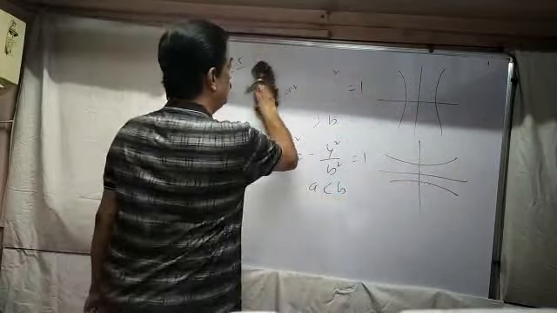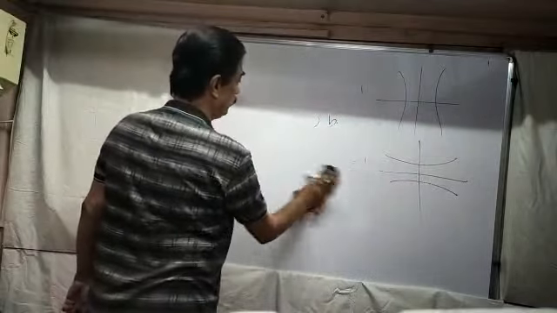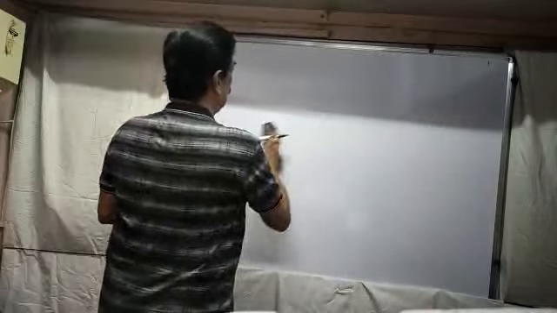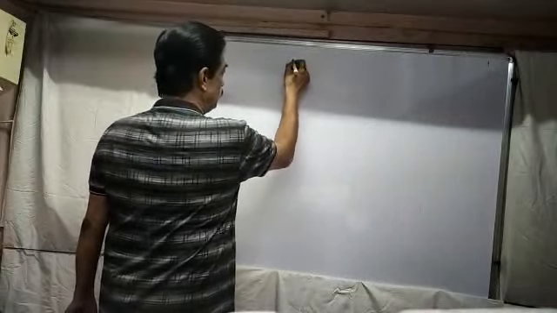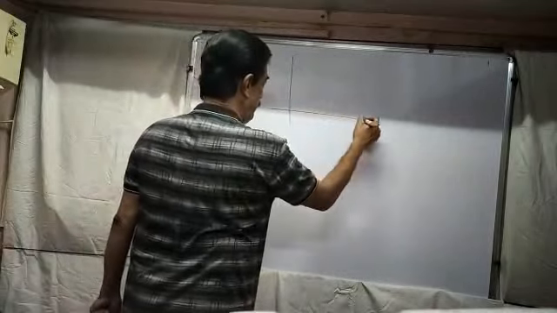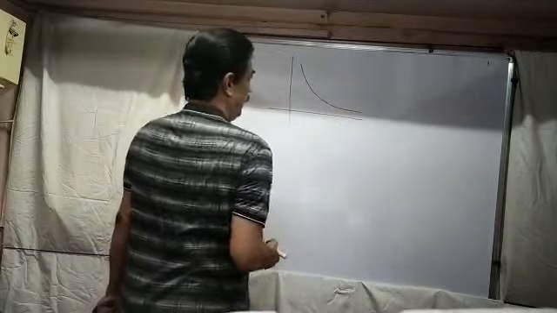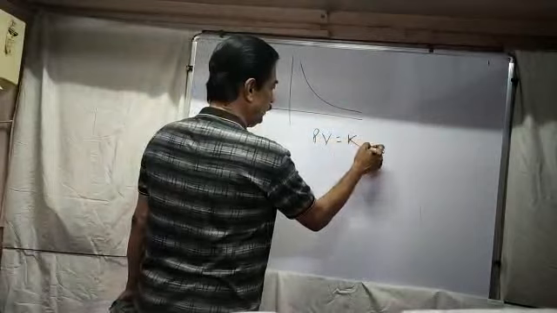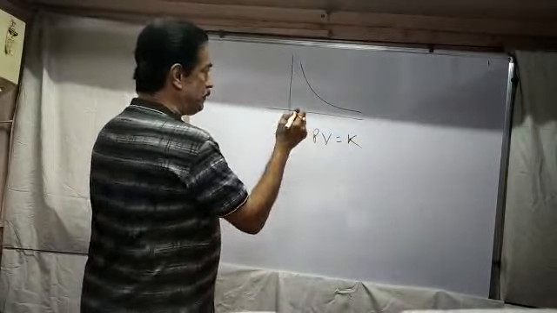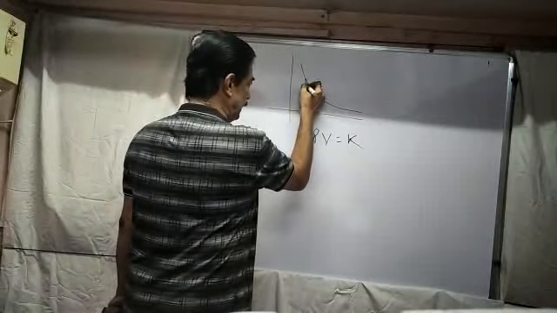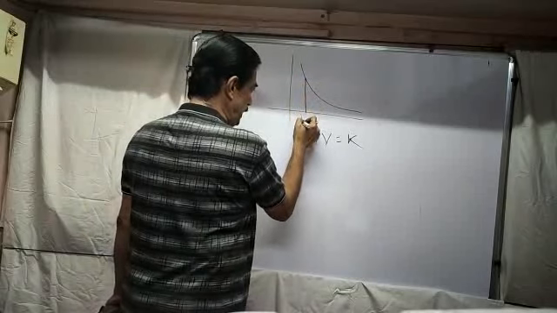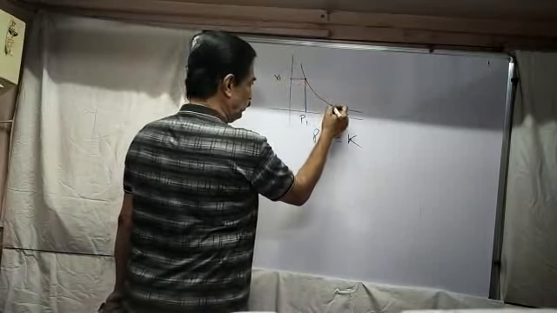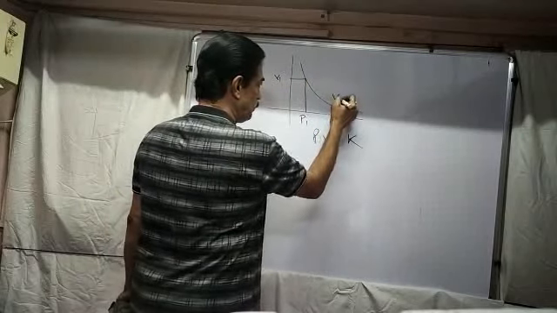And the last standard form, the rectangular hyperbolic curve. Now we know the PV curve. Rectangular hyperbolic curve, PV equal to constant. Remember it from your 11th level. It signifies that if I take any one point here, this is say P1 and this is V1. This is P2, this is V2.